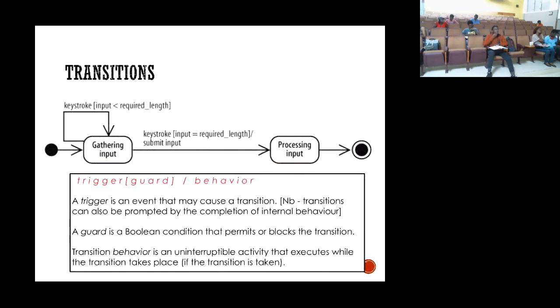So here's an example. What is this example telling us? I'm moving a little fast now, because we're running out of time. So gathering input is one state, processing input is another state. Let's talk about this first transition. What does this mean? Keystroke is the trigger. Input less than required length is the guard condition. So what does that mean?